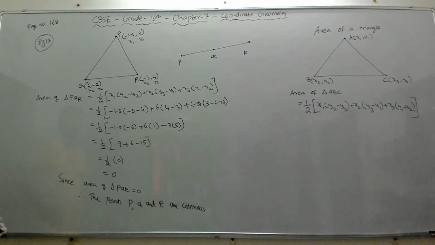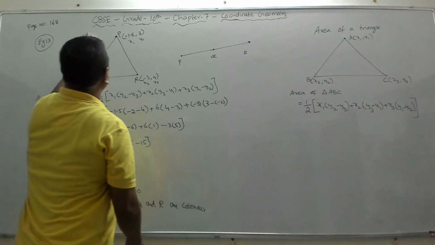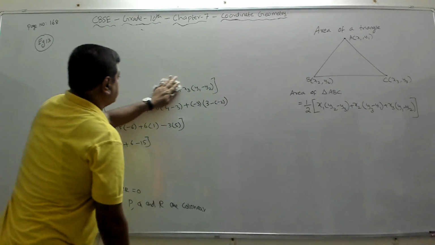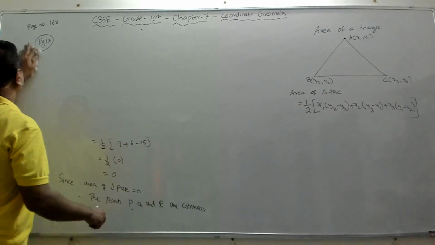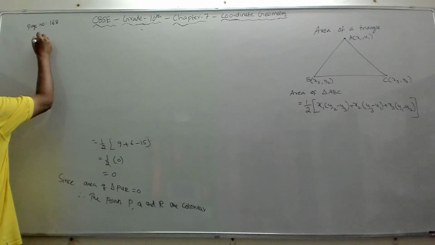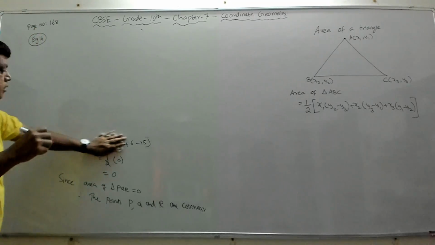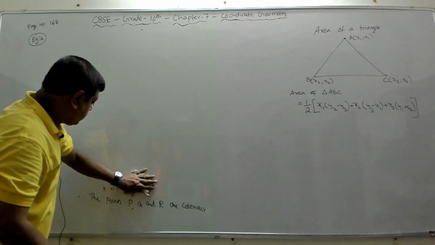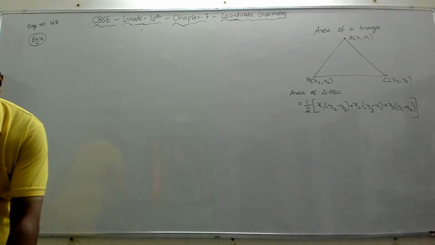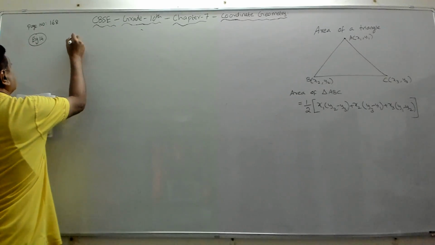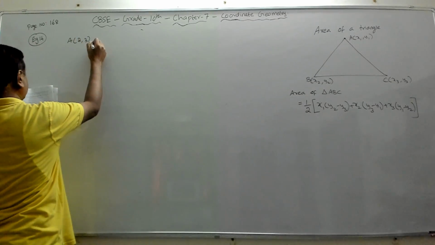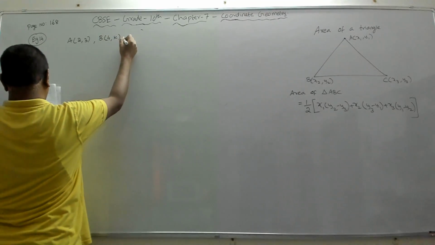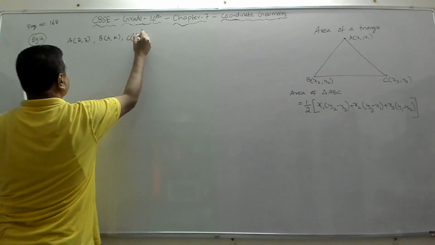Go to the next one, which is example 14. Example 14, what it says is, we have to find the value of k if the points A, B, C are collinear. So there are 3 points that are given. Point A is 2, 3. Point B is 4, k. And point C is 6, minus 3.